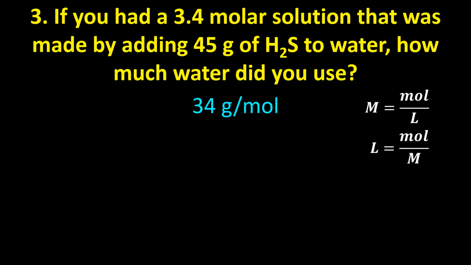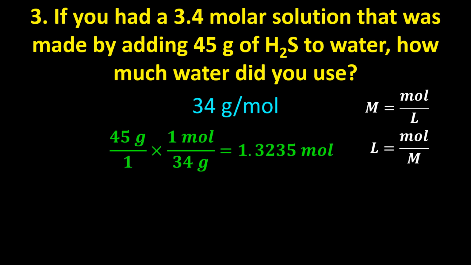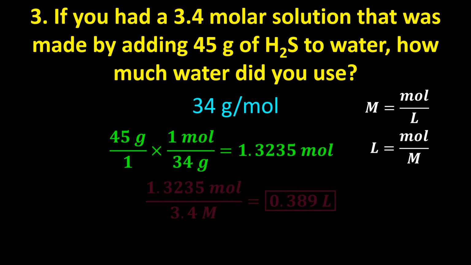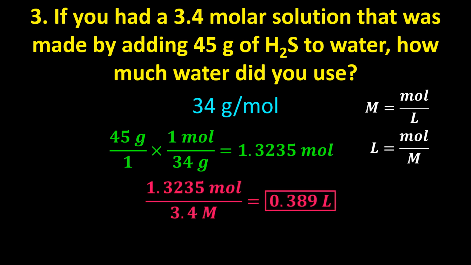So in the problem, we've been given a molarity, but we still need the number of moles. So we're going to use that molar mass of 34 grams per mole to convert that 45 grams into 1.3235 moles of H2S. Now we can plug it into the formula. We've got the moles on top divided by the molarity on the bottom, and we find the answer is 0.389 liters.